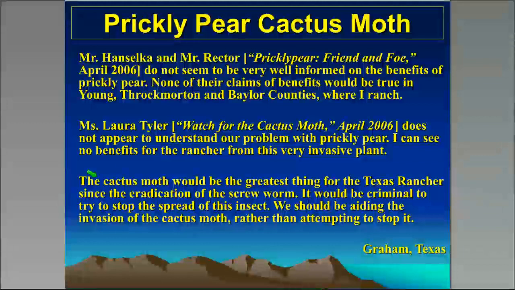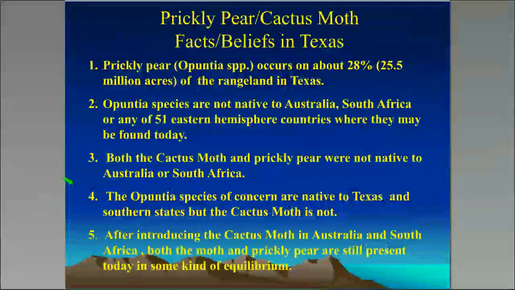So he's calling the prickly pear the invasive organism. So the cactus moth would be the greatest thing for the Texas rancher since the eradication of the screwworm. It would be criminal to try to stop the spread of this insect. We should be aiding the invasion of the cactus moth rather than attempting to stop it. So what is the attitude of our people?